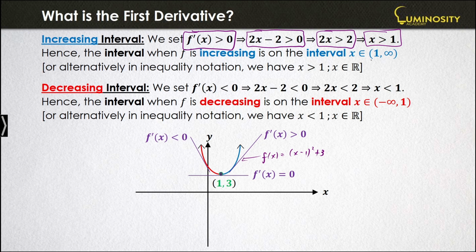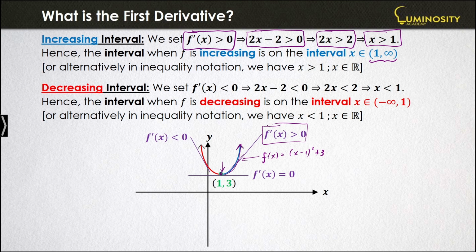So on the interval 1 to infinity, so from this value but not including it onwards, can you see that the graph itself is increasing? And that's because the gradients of the tangent lines on that interval are positive. So therefore the graph is increasing on that interval.